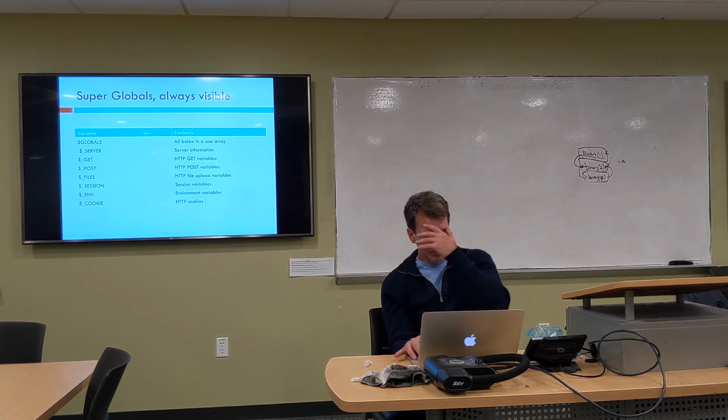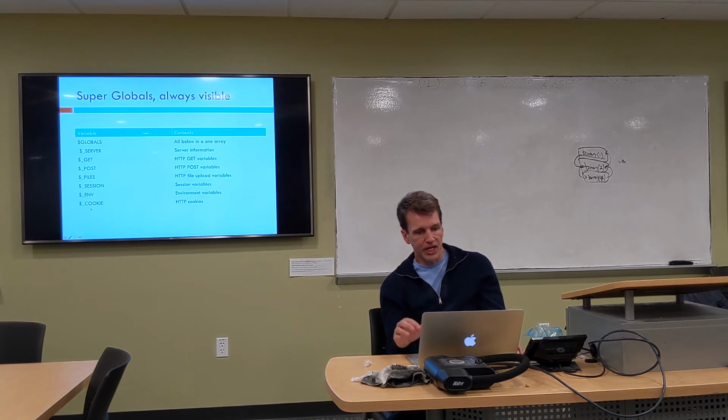These are the super globals. There's something called $GLOBALS that's an array of all of these things together in one giant global array. Server information is here. GET and POST we've talked about. Session variables, cookies are available in $_COOKIE, so your server side can see the cookies that were sent back by the browser.